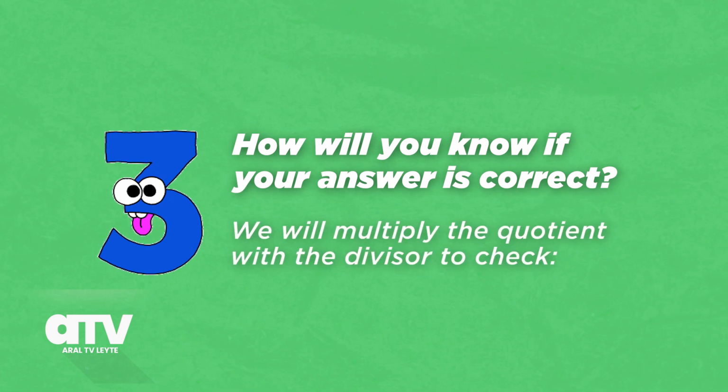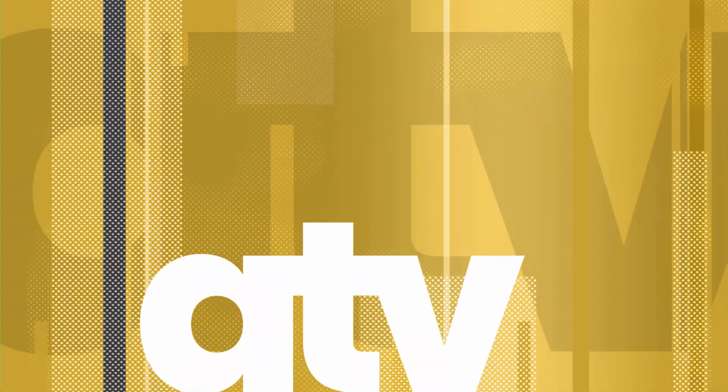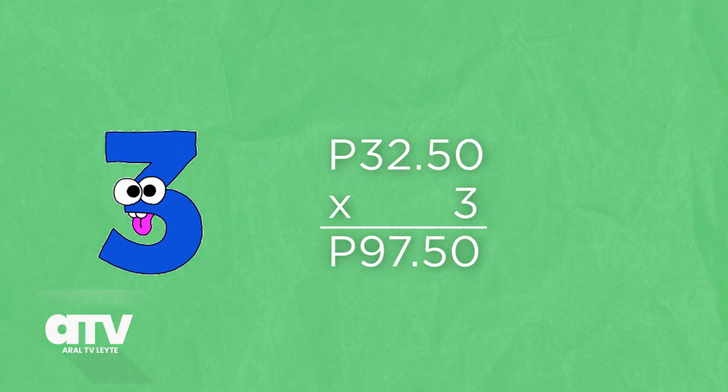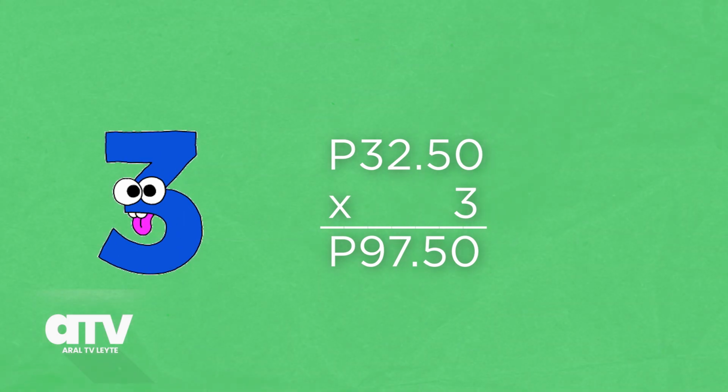Yes, we will check. We will multiply the quotient with the divisor to check. We have 32 pesos and 50 centavos times 3. The answer is 97 pesos and 50 centavos. Therefore, the answer is correct.